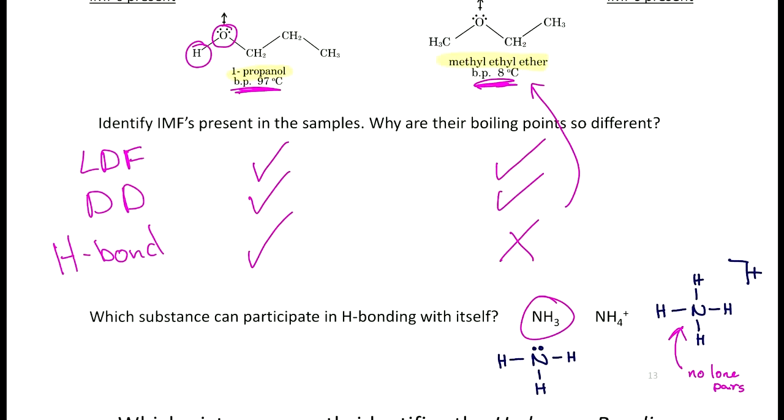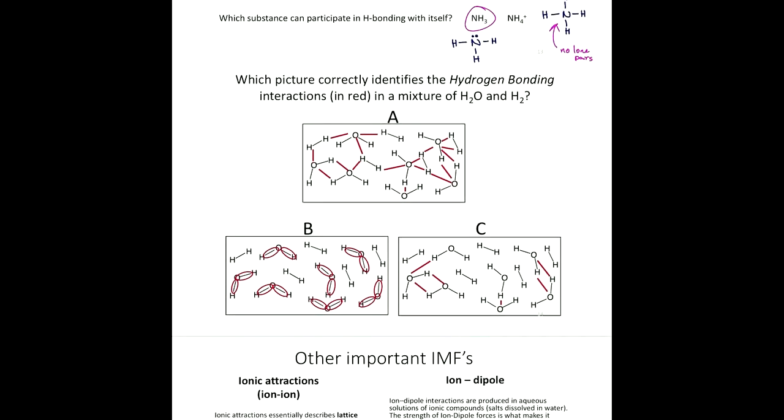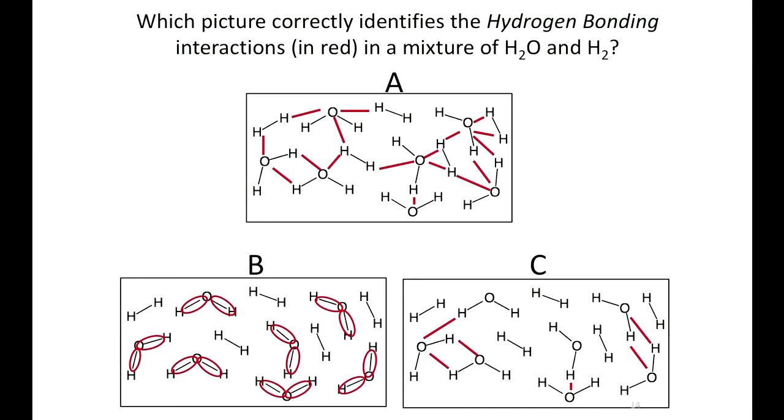Okay, all right, so there's our hydrogen bonding. One more conceptual thing. Which picture correctly identifies the hydrogen bonding in a mixture of water and hydrogen gas? So this is what water looks like, and hydrogen gas just looks like that, right? So remember, when we talk about a hydrogen bond, we're always talking about electropositive hydrogen interacting with a lone pair, something else that's electronegative. That's a hydrogen bond. So which one of these pictures is correctly showing that hydrogen bond interaction?